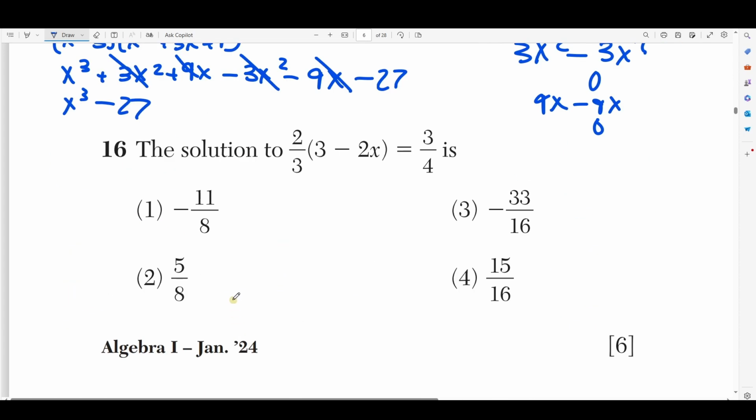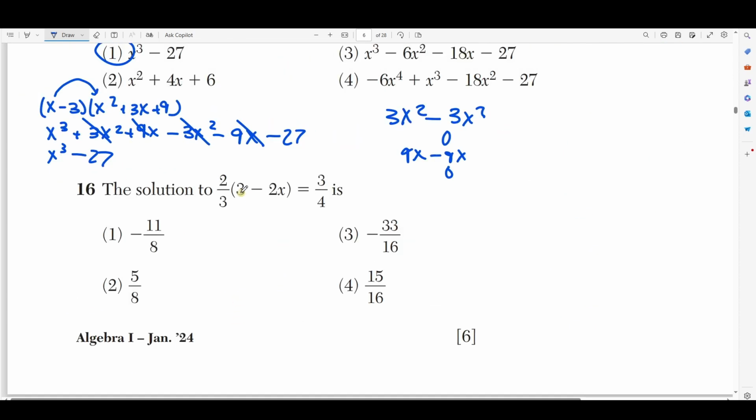Number 16 says the solution to 2/3 times 3 minus 2x is equal to 3/4 is what? Okay, let's figure this out. So here we have 2 over 3 times 3 minus 2x is equal to 3 over 4. I can rewrite this as 2 times 3 minus 2x divided in total by 3. That's just a rule, right? This is really the same thing as saying 2 over 3 times 3 minus 2x over 1. So that's 2 times 3 minus 2x over 3. And this is equal to 3 over 4.